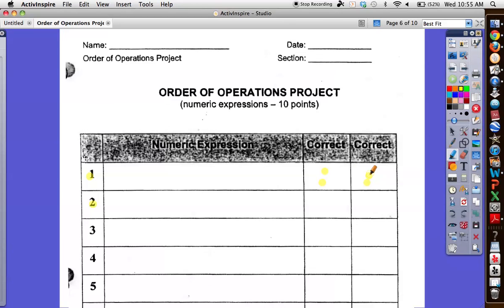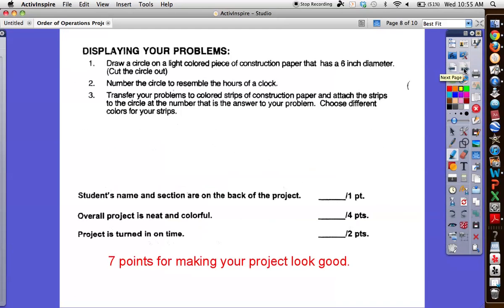So don't you dare check it off if it's not actually correct. That could come back to bite you. Okay? So once you've done that, we're going to display our problems. Now, this is what you see in the directions in the packet there in the other folder.